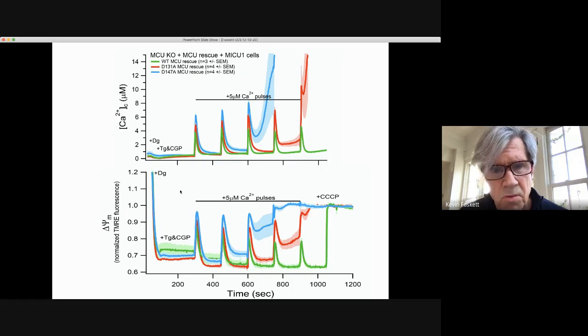There's a transient depolarization associated with that. I only show 5 pulses here, but in these cells, we can add 9 to 10 to 12 pulses before mitochondrial calcium overload and activation of the permeability transition. On the other hand, when we do the same experiment in cells expressing either one of these N-terminal mutants, we can only add 2 to 3 pulses of calcium before they undergo what appears to be calcium overload-induced permeability transition. So we think that this is an important feedback mechanism in intact mitochondria.